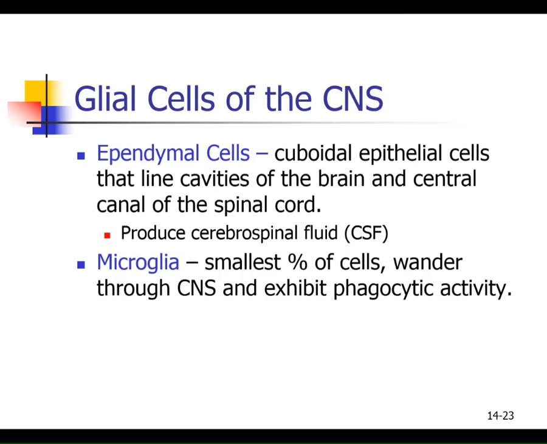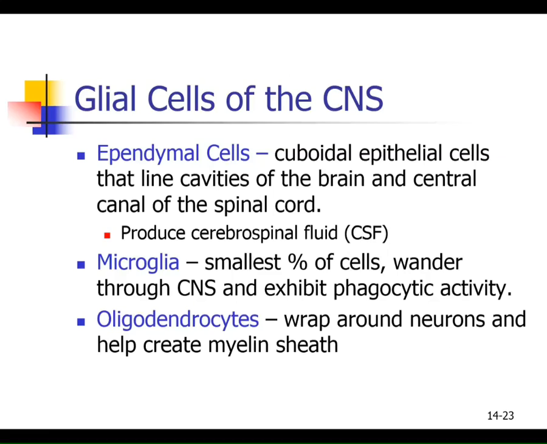Finally, there are oligodendrocytes. Oligo is a prefix we haven't quite gotten to, but we will very, very soon. Oligo means few. Okay, oligo, just a few. And dend, we know means what? Tree, right? So these are cells with a few tree-like structures, and I'll show these to you in a moment. Oligodendrocytes are going to wrap around axons in the CNS and provide the myelin.